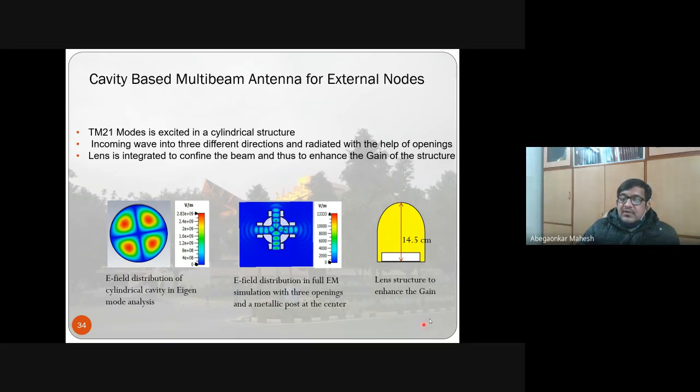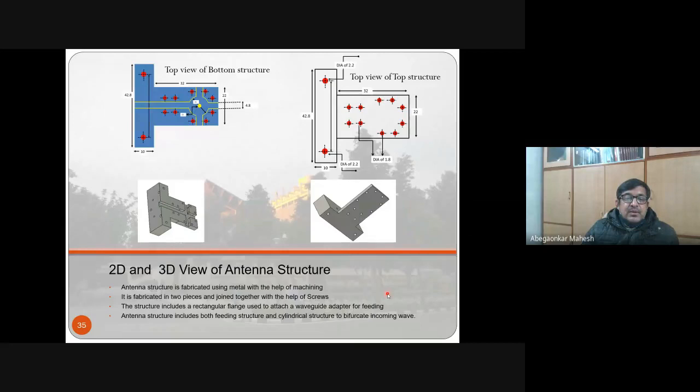So this antenna is fabricated using metal with the help of machining. It is fabricated in two pieces and joined together with the help of screws. So this is one piece, this is the other piece. The structure includes a rectangular flange used to attach a waveguide adapter for feeding. So there is a rectangular flange here so that we can connect a waveguide for feeding. The antenna structure includes both the feeding structure and a cylindrical structure to bifurcate incoming waves. You can see this more clearly. So there is a cylindrical structure here so that the waves are bifurcated.